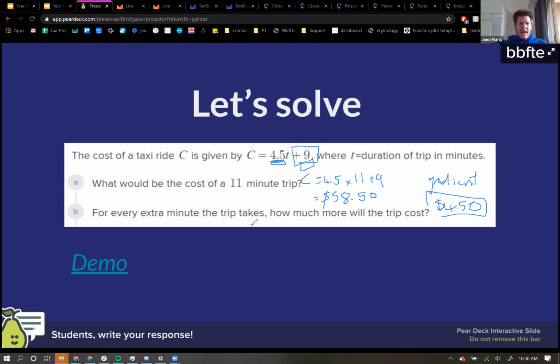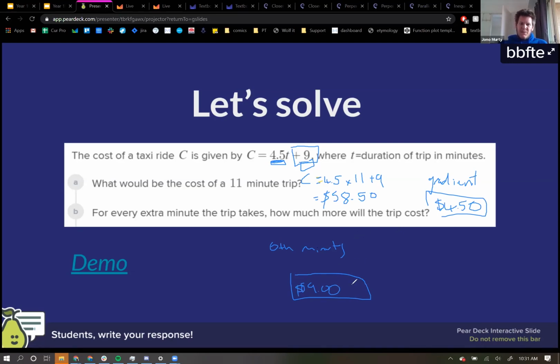Looks like one of you has maybe added the 9 to the 4.5. So this 9 only happens once. In the 0th minute, after 0 minutes, you get in the cab, your meter will already be reading $9. Now, I think in Sydney, it's probably about $3.50.